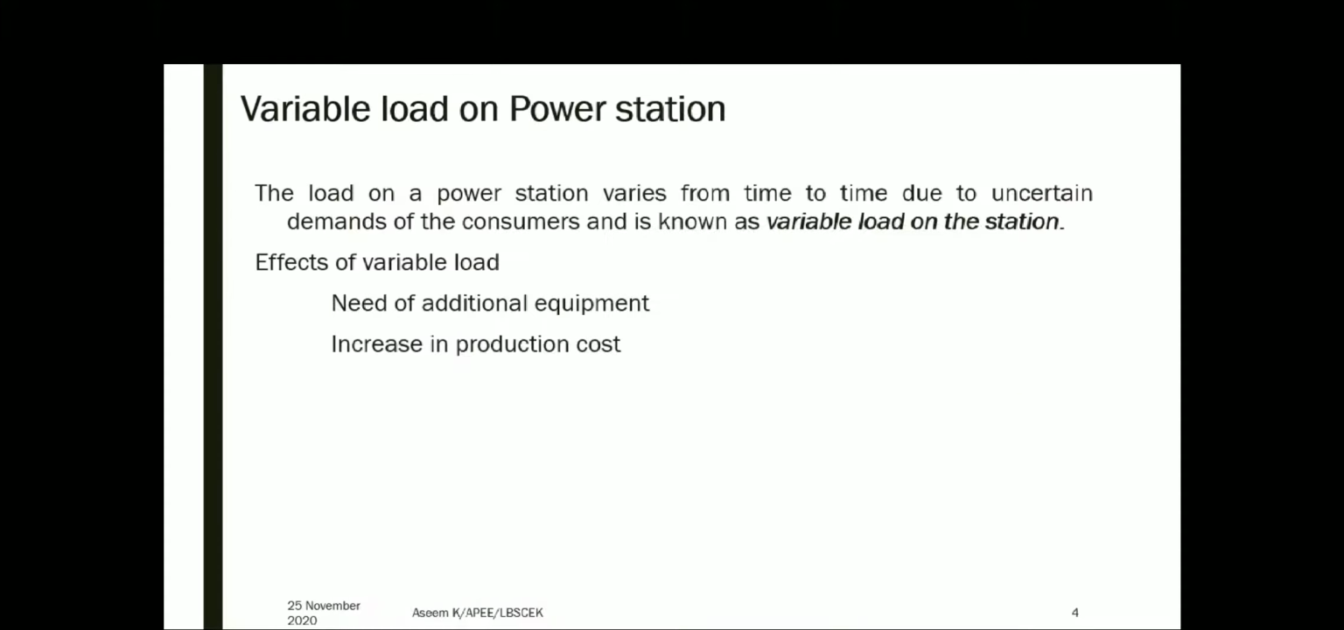So, variable load on power system. The load on the power system varies from time to time due to the uncertain demands of consumers and is known as variable load on the system. But the load which is not varying, that is always present in the system, is known as base load. So there are two types of load in a power system, that is base load and variable load.